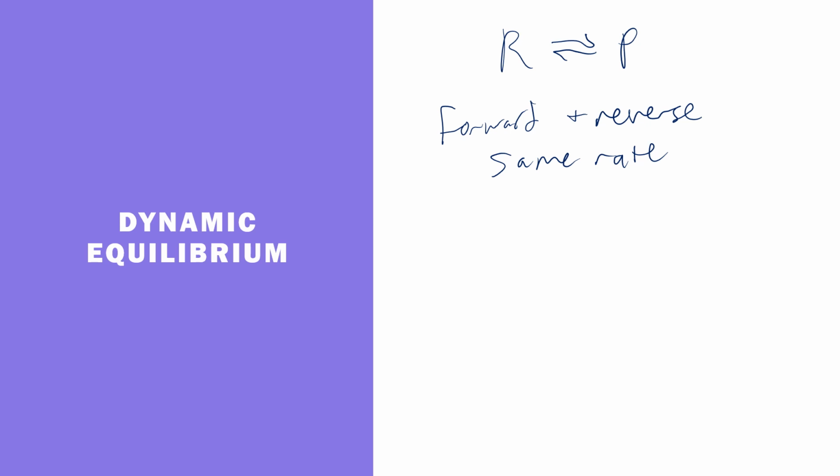Now, when you have that kind of reversible reaction, eventually the forward reaction and the reverse reaction are going to be happening at the same rate. So that's really important. Forward and reverse are happening at the same rate or same speed. Once we get to this magic point, we call that equilibrium.